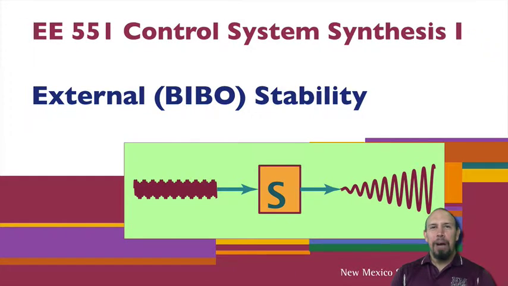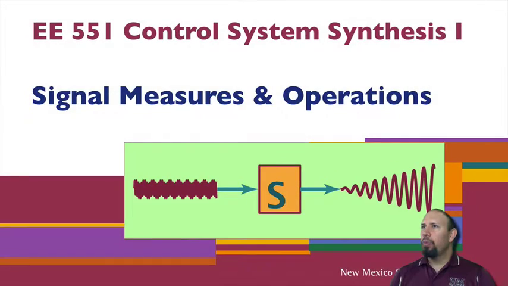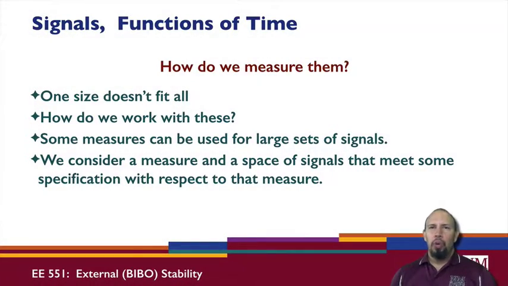Topic, we're going to be talking about external BIBO stability. But in order to get into that, we need to talk first about signal measures and operations. So we have a signal, which is basically a function of time. And so given a signal, how do you measure the size of the signal?